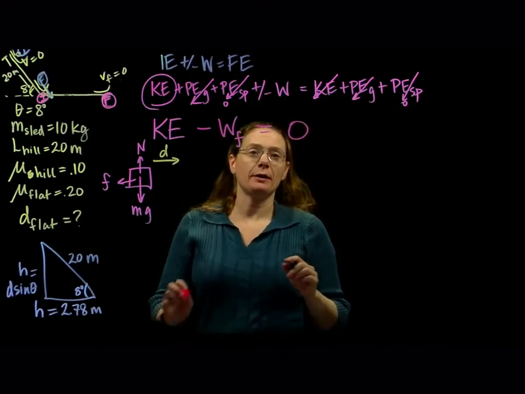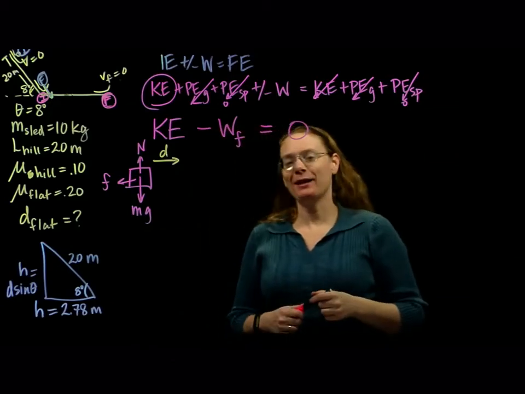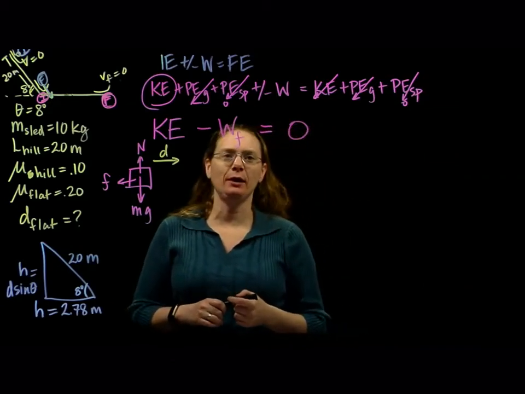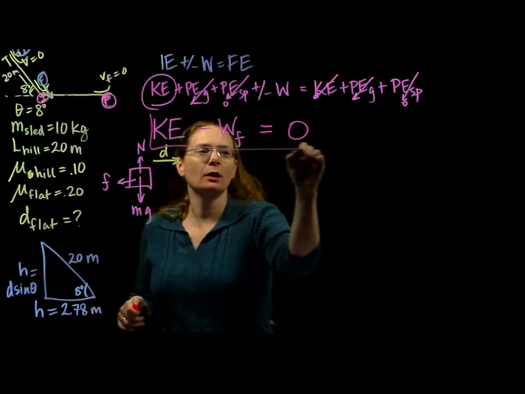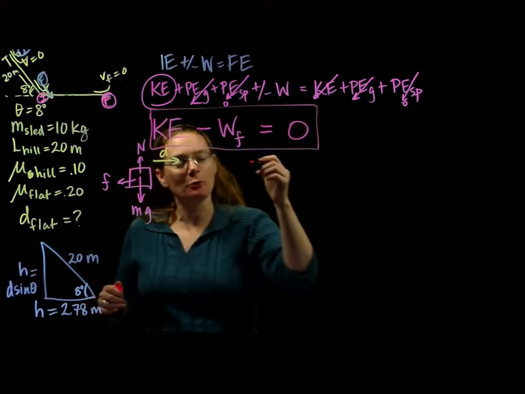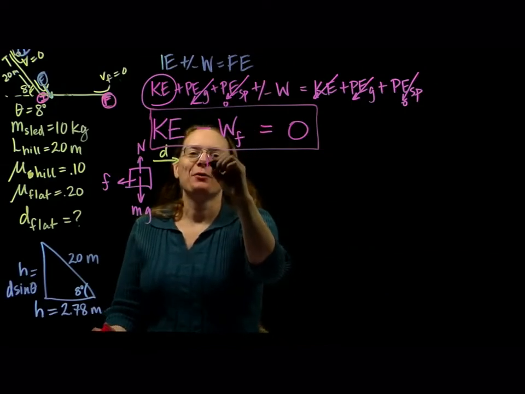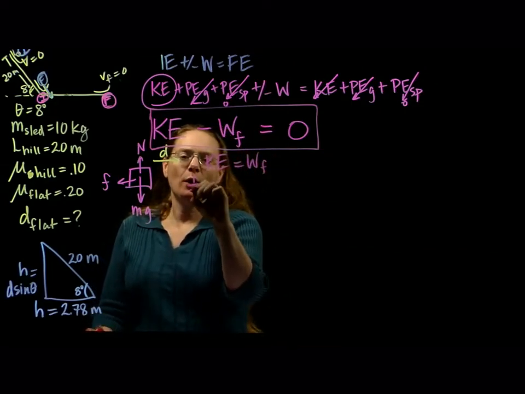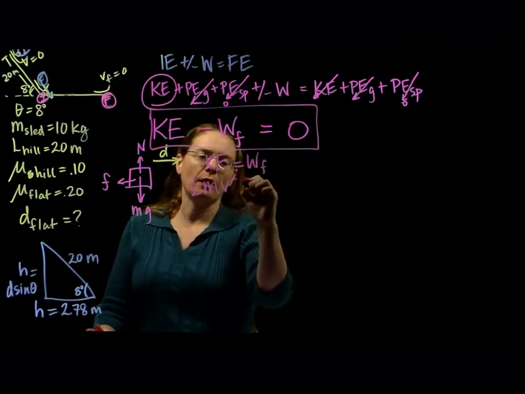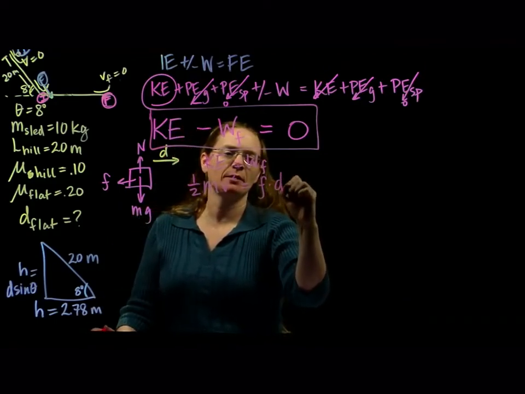Well, that's a very exciting equation. Kinetic energy minus the work done by friction equals 0. We end with no energy. That's quite possible. Sledding is hard work. You end up with no energy. Which means kinetic equals the work done by friction. 1/2 mv squared equals friction times distance.